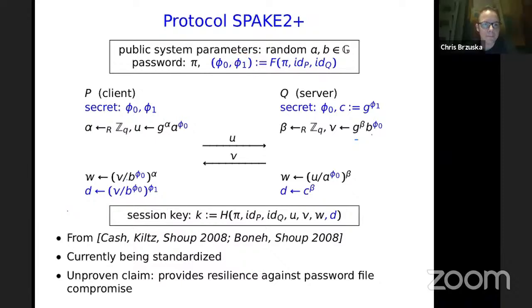We have a question on Zulip here. Kevin asked, is the computational cost of this protocol the same as the original SPAKE2 protocol? I assume he's asking about the overhead of the key confirmation flows.